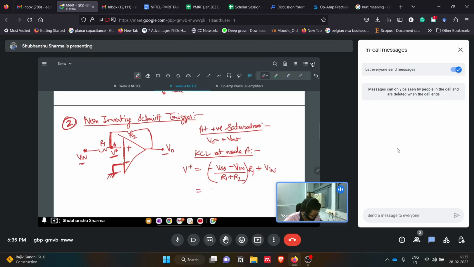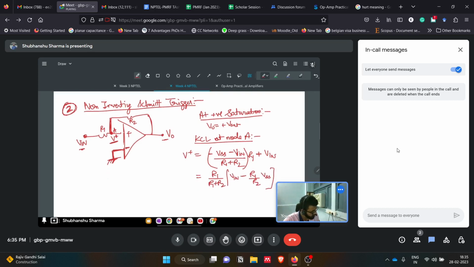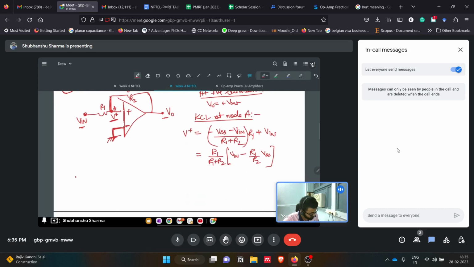Okay, if we solve this further, we'll get R1 upon R1 plus R2 V input minus R1 by R2 VSS. Fine. So here we can observe that if V in is greater than R1 by R2 VSS, then V plus will be greater than 0. Then it implies the non-inverting side of the op amp is greater than the inverting side of the op amp.